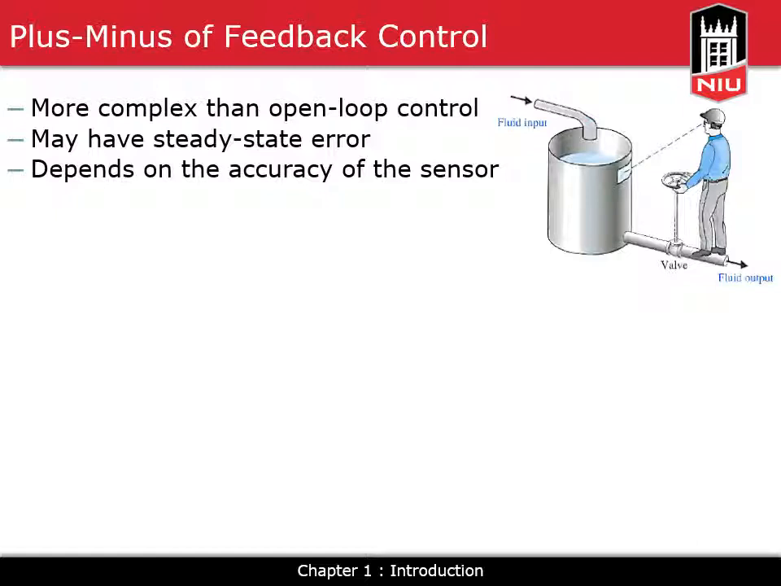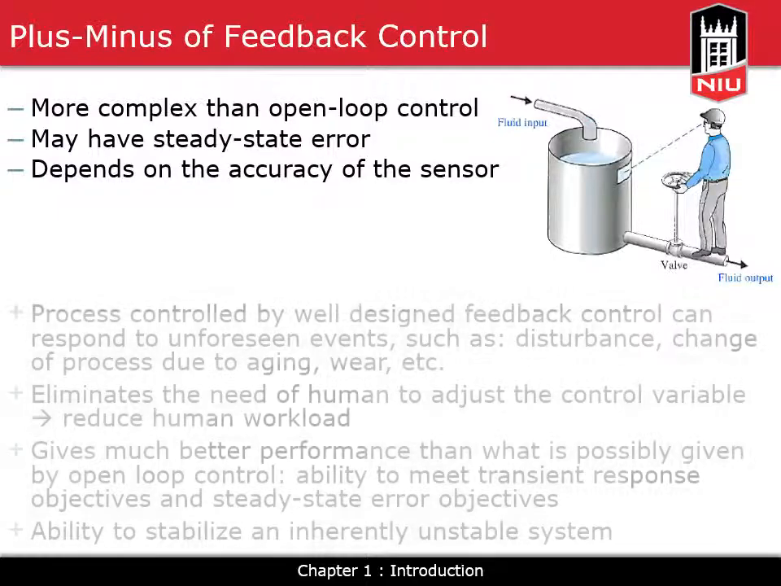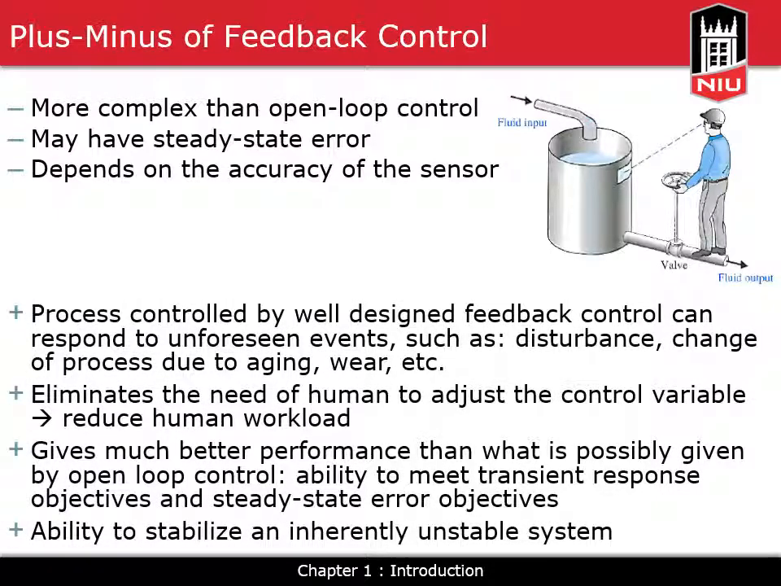So the control decision on the feedback control depends on the accuracy of the sensor. All these problems exist. However, there are a lot of plus signs. The process controlled by well-designed feedback control can respond to unforeseen events. We already talked about disturbance. We talked about noise. There are also other things like aging or wear. A system changes, the behavior of a system changes in time due to aging and wear.